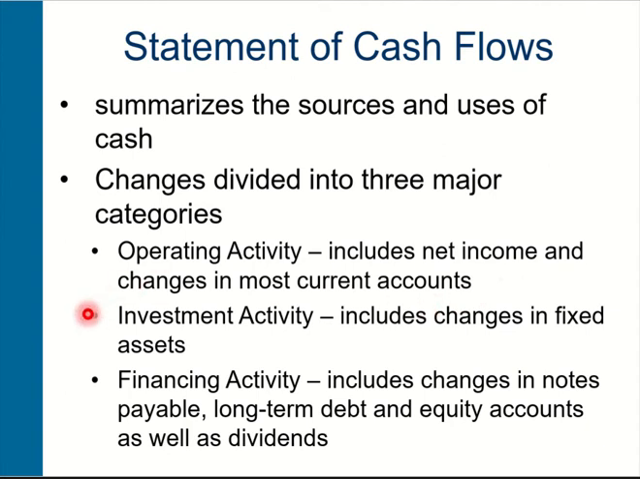Our next category is our investment activity, which pertains to changes to our net fixed assets. And finally, we consider our financing activity, which really pertains to how we paid for this investment activity. So there we look at changes to various liability accounts, equity accounts, and we also consider our dividend policy.